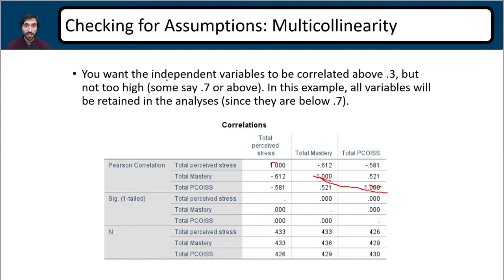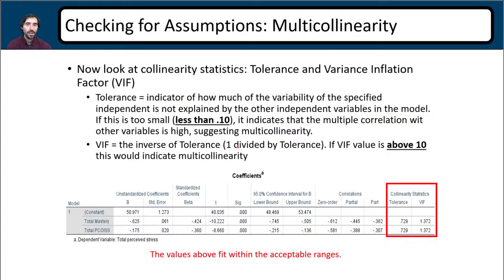And so for this, we are going to want our independent variables to be correlated above 0.3, but not above 0.7. So that will let us know whether things are too correlated. The reason these are 1 is because it's comparing the total mastery scores to the total mastery scores, which would be 1, highly correlated, right? So you don't want anything too low or too high. We need that Goldilocks.